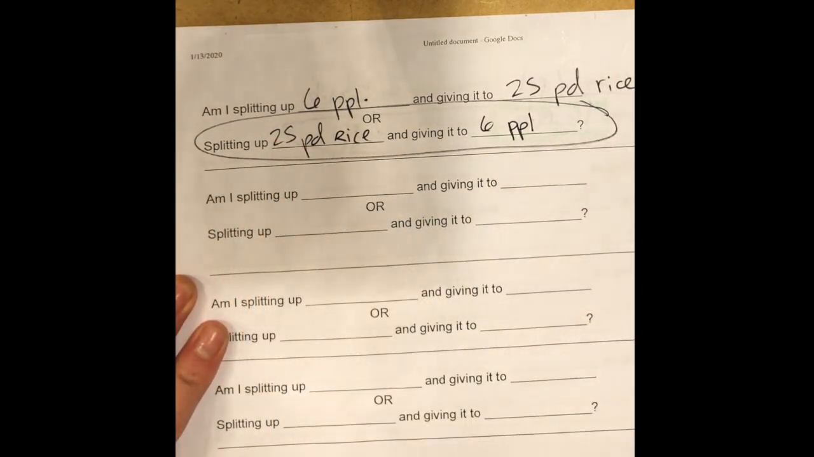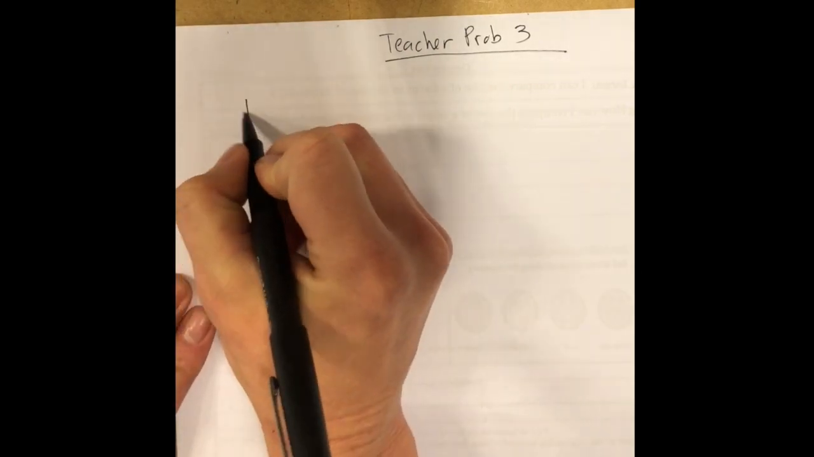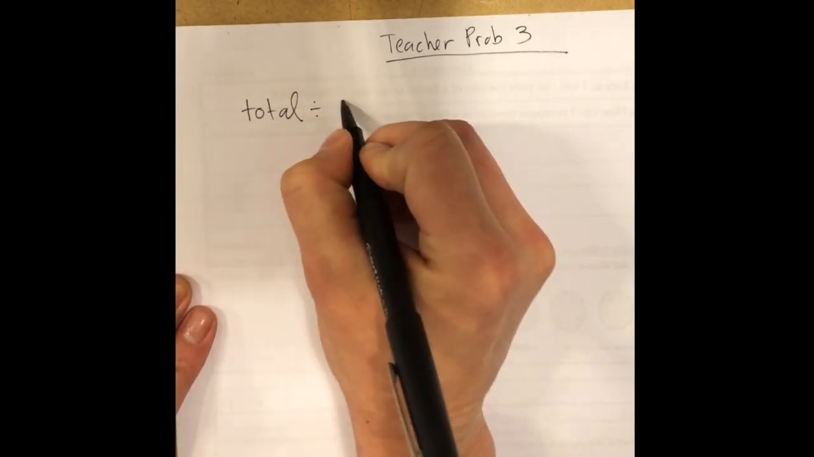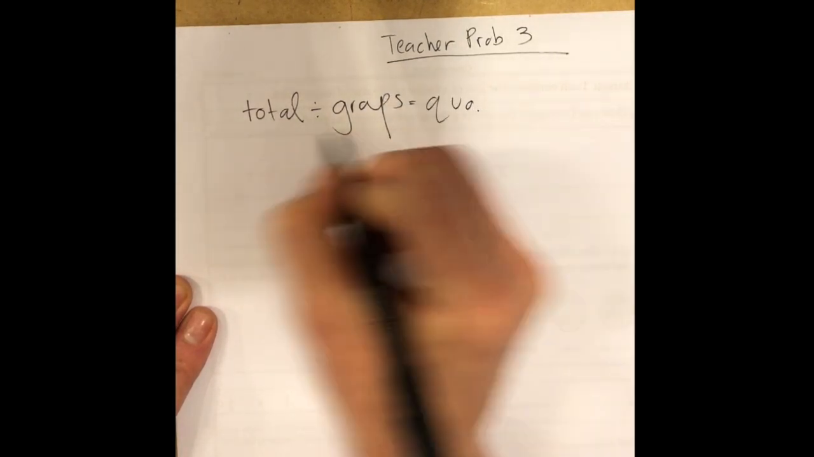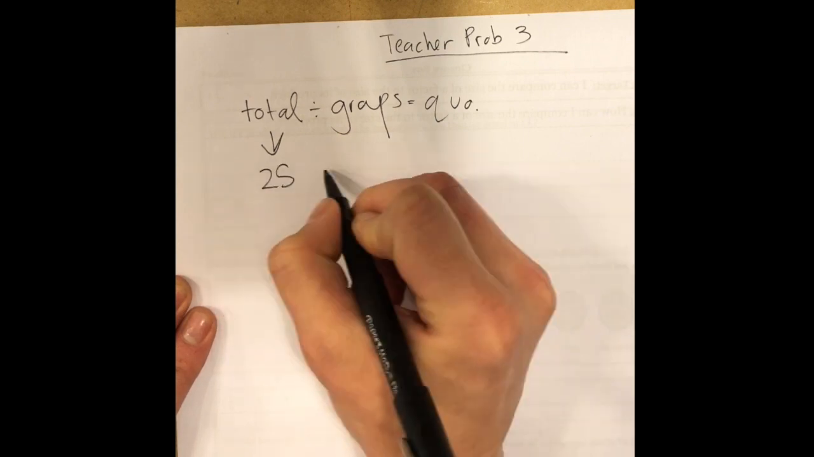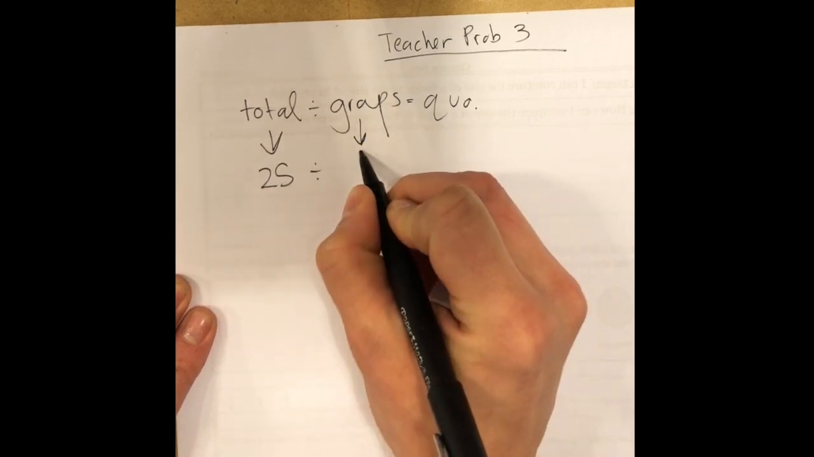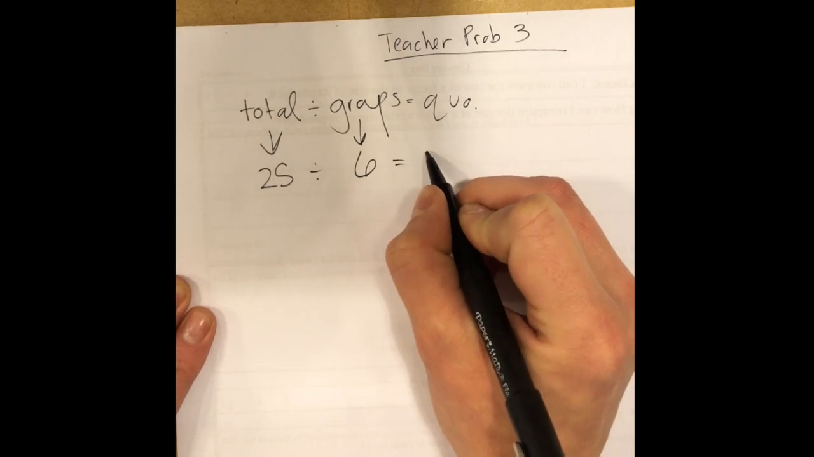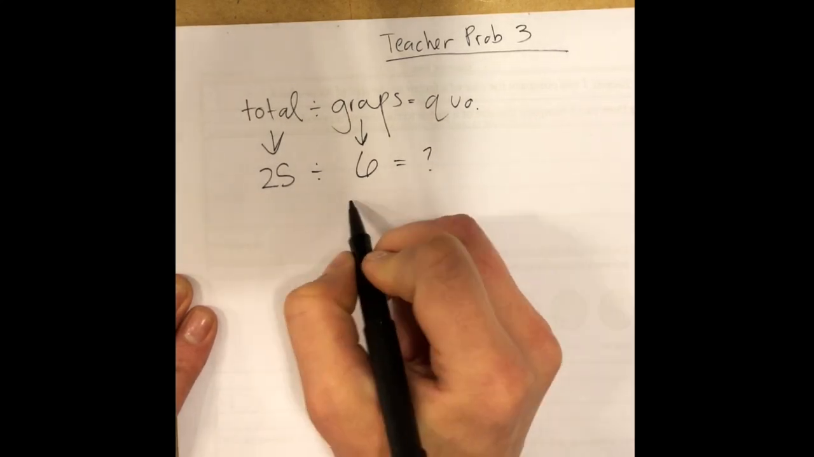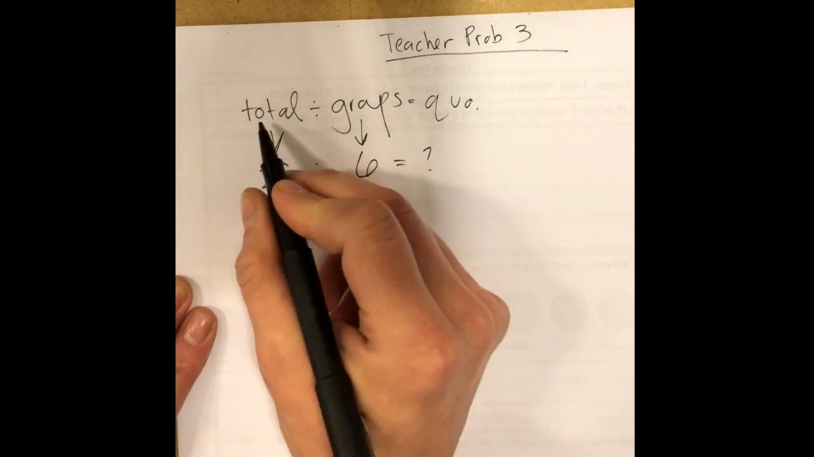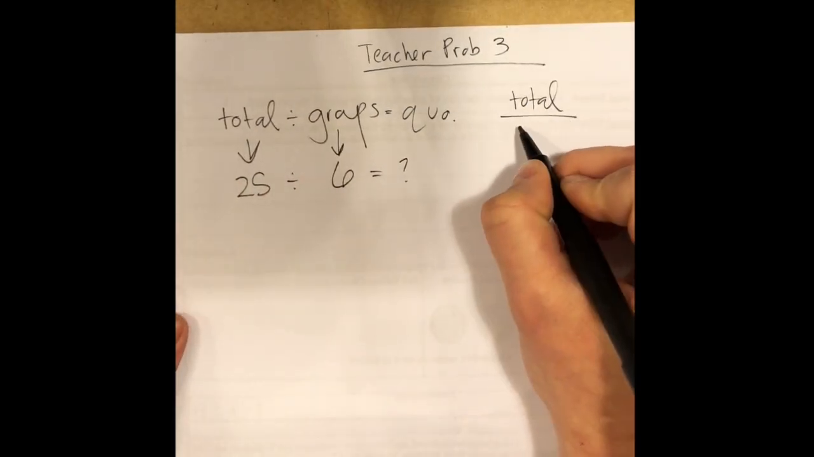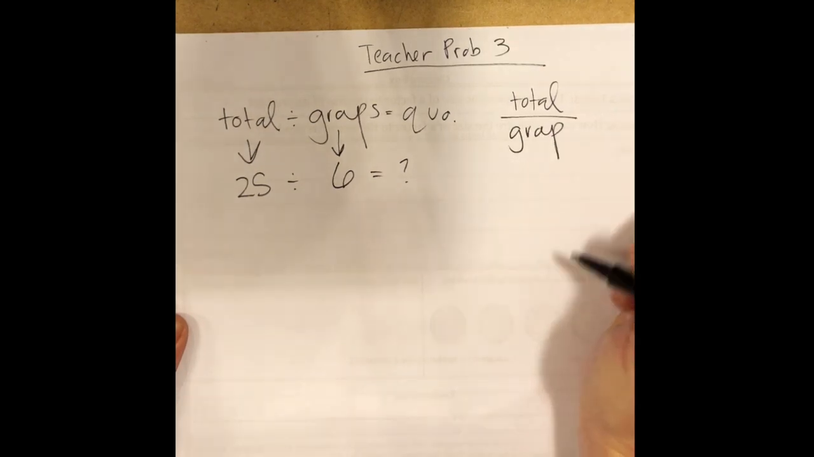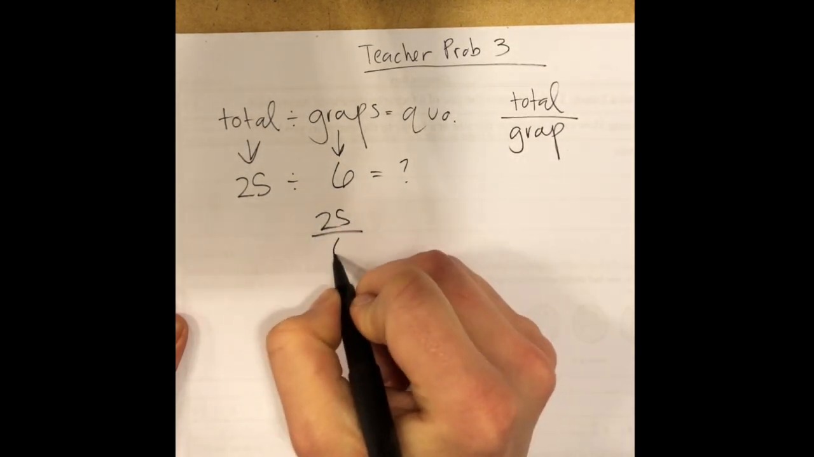So I know that my total is 25. I'm going to push this back over and I'm going to write total divided by groups equals quotient. So what's my total? It's 25 divided by the groups, which is 6, equals my answer. So how do I do this? Remember, if the total comes first, we also know the total comes on top and groups goes on bottom. So we have 25 over 6.